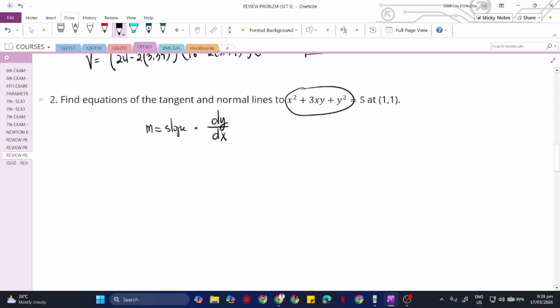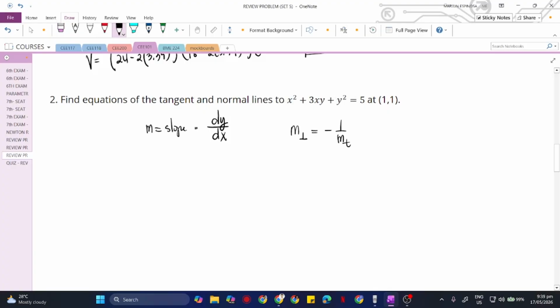So we just need to find dy over dx here and evaluate it at this point, and then we'll be able to get the slope. And we'll be using that slope to find the equation of the tangent and the normal lines. So for the normal line, the slope of the normal line is the negative reciprocal of the slope of the tangent line, if you remember. So let me just put it here. That would represent the normal slope, and this one is the tangent slope.